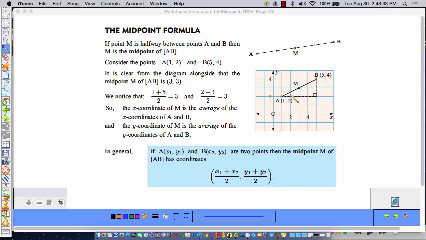So this midpoint is the average of 1 and 5. 1 plus 5 is 6, divided by 2 is 3, and you can see that's the x-coordinate. And then the average of the y-coordinates, 4 plus 2 is 6, divided by 2 is 3. So that's the coordinate 3, 3, as shown here.